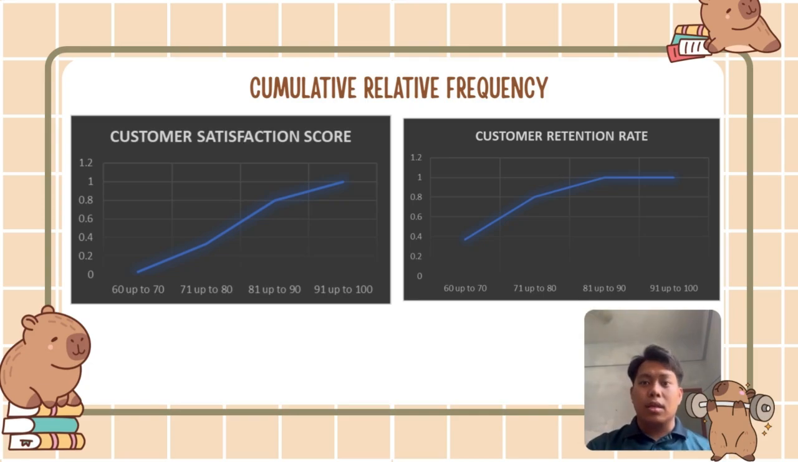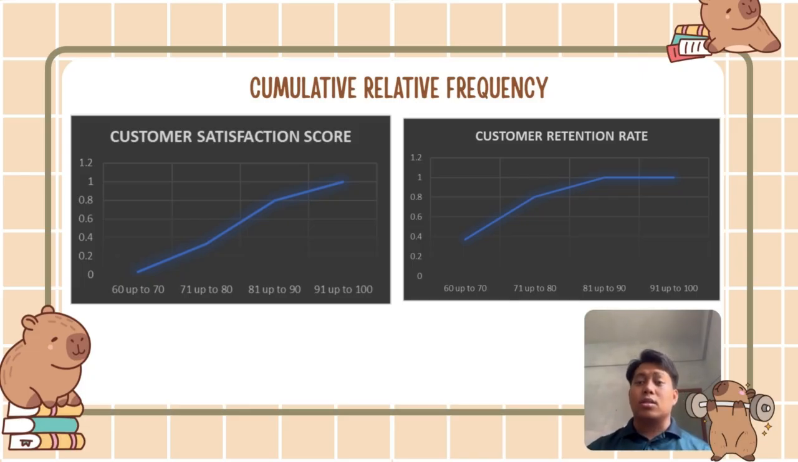So now we're moving on to the cumulative relative frequency. As you can see, there are two, the customer satisfaction score and customer retention rate, which show a slight difference between them. For the customer satisfaction score, 60 up to 70% has 0.03 cumulative relative frequency. Meanwhile, for the retention rate, 60 up to 70% shows 0.37.